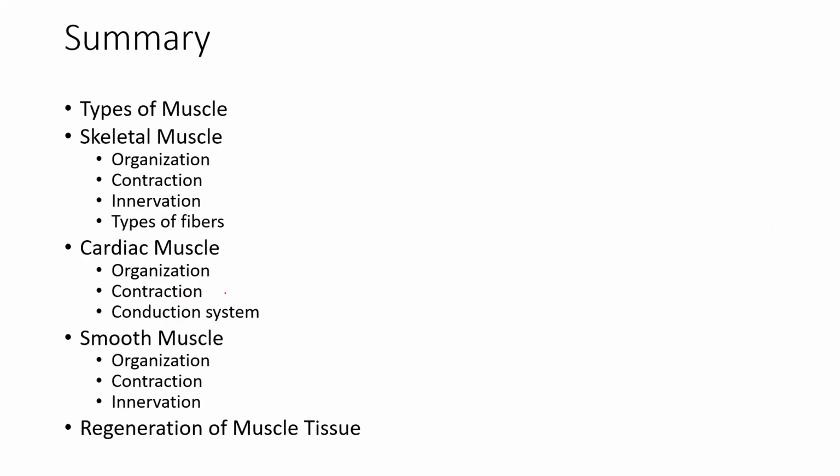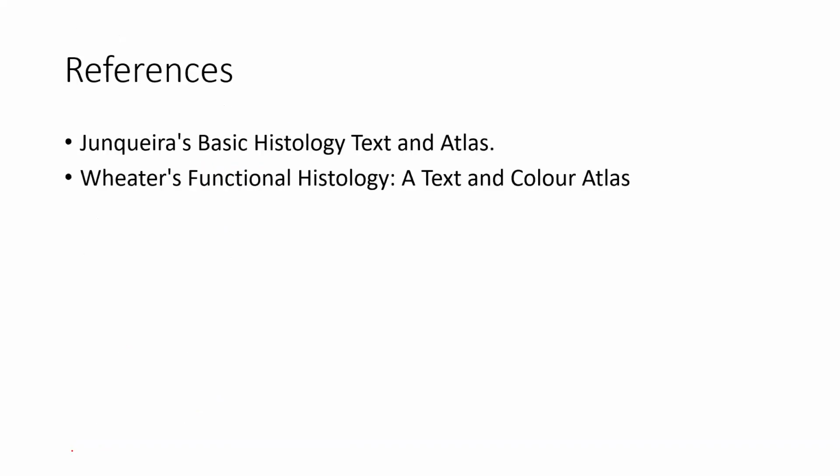Okay. So we have come to the end of the lecture, right? So in summary, we have learned about the types of muscles. Then when it comes to skeletal muscles, we learned about the organization, contraction, innervation, and the types. And about the cardiac muscles, again, the organization, contraction, and a little bit about the conduction system. And in the smooth muscles, again, the organization, contraction, and innervation. And finally, we learned about the regeneration of muscle tissue.